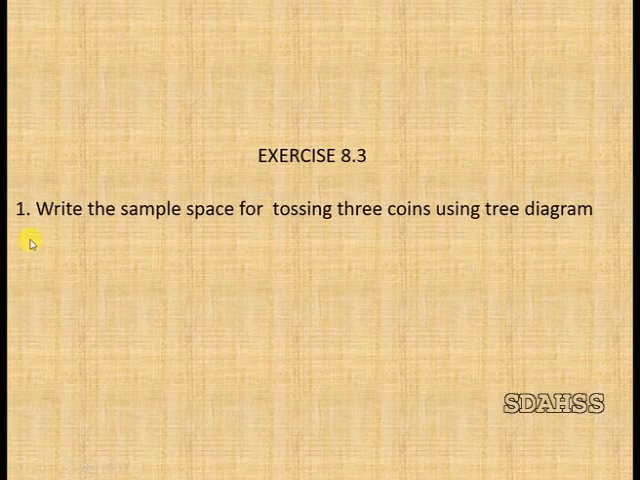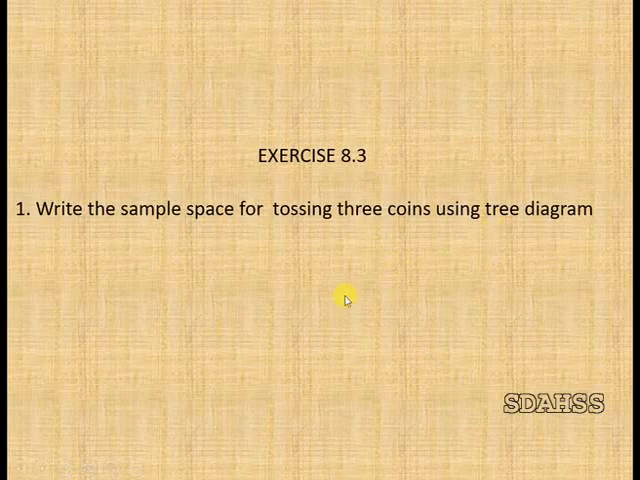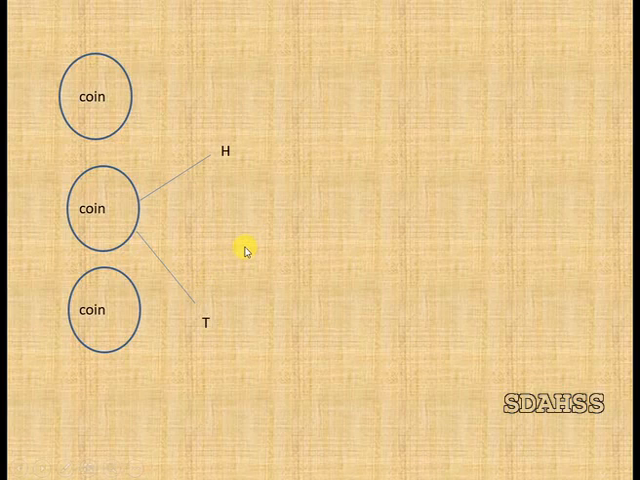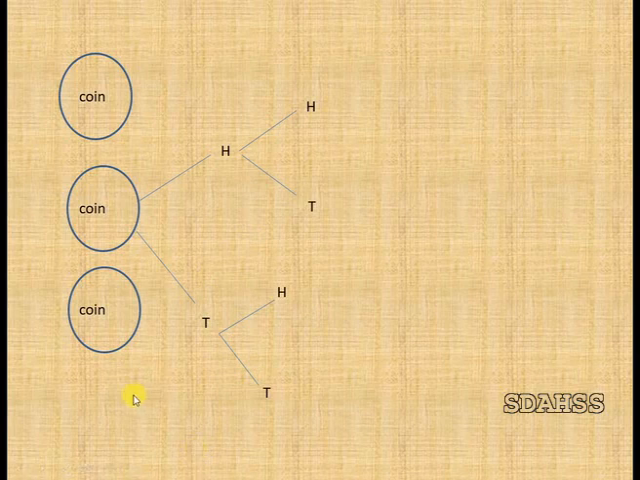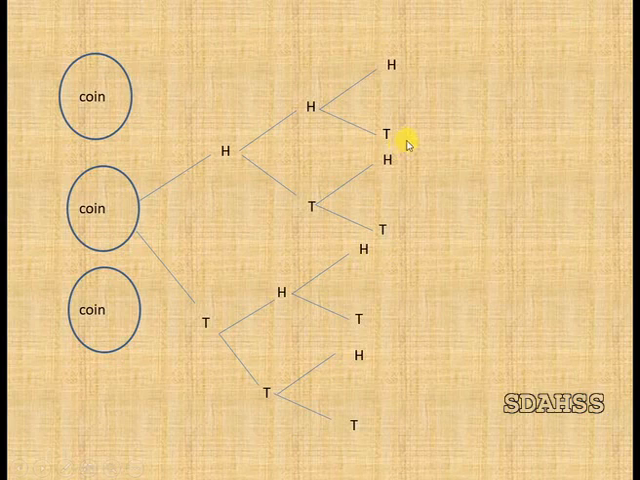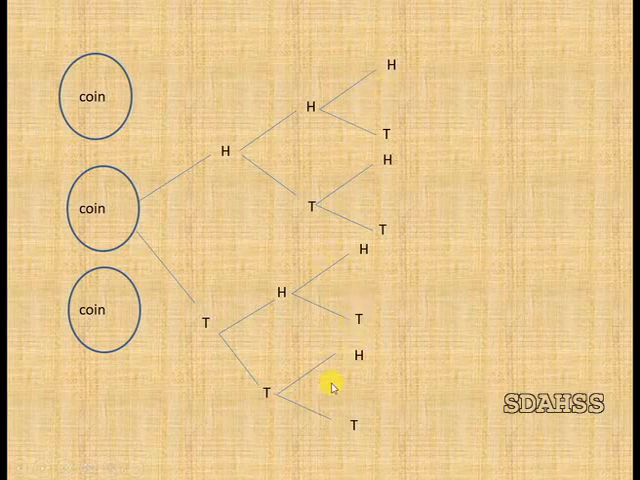Exercise 8.3. First sum. Write the sample space for tossing 3 coins using a tree diagram. When we toss one coin, we will get 2 options, that is head or tail. Again, if we toss the second coin, similarly we will get two options, head or tail. Next, if we toss the third coin, for each option we will get 2 options. Now we have completed the tree diagram.